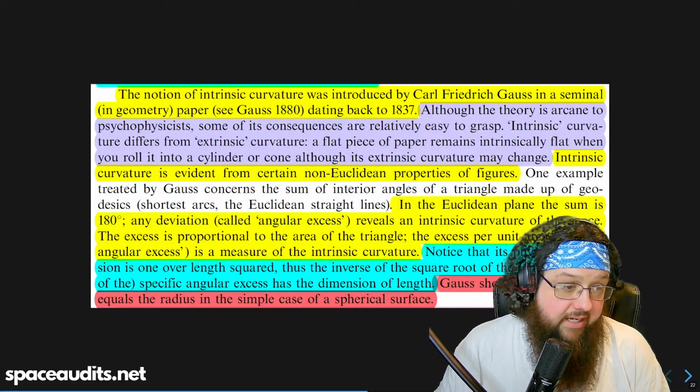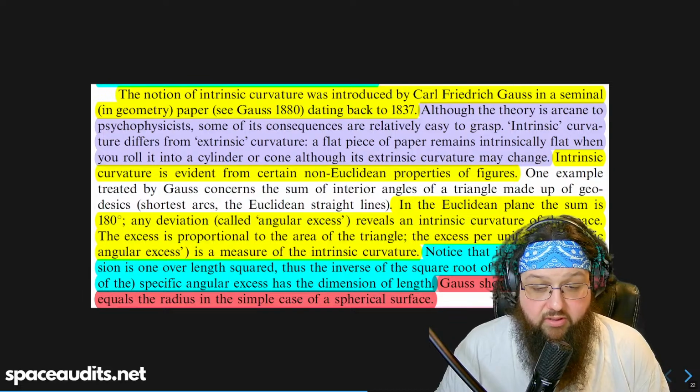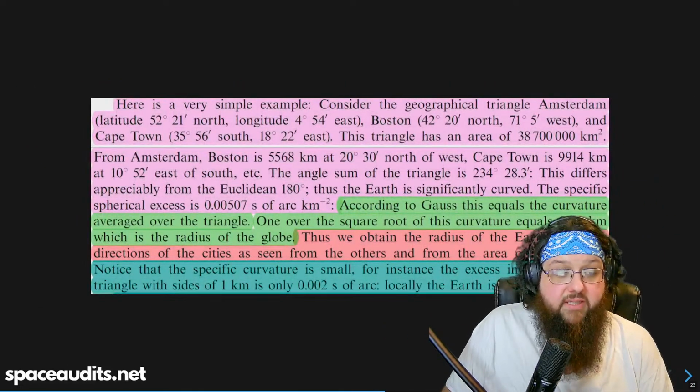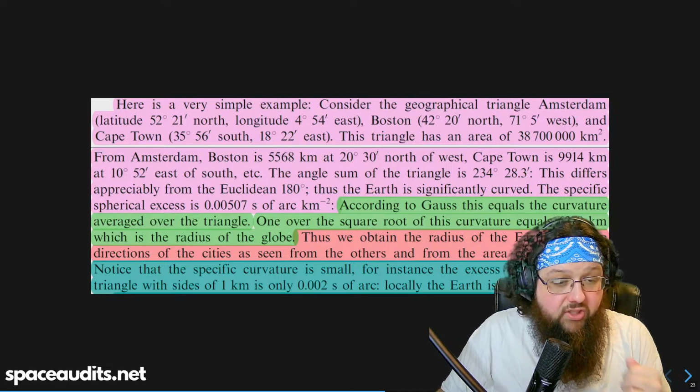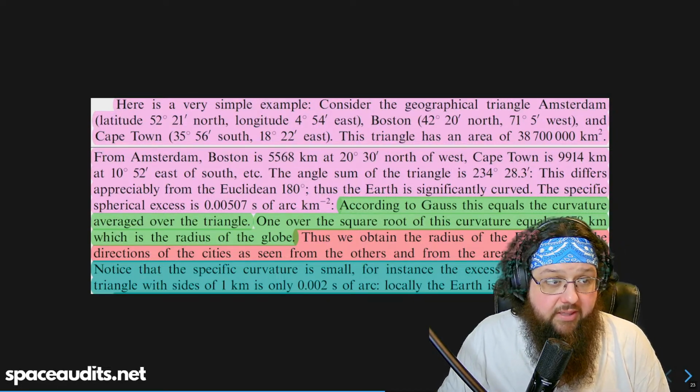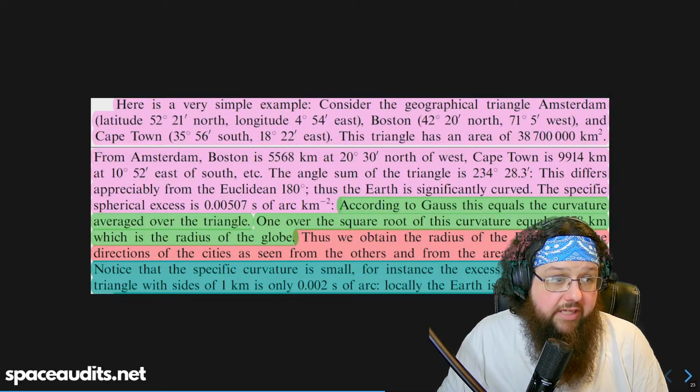Gauss simply showed that it equals the radius in the simple case of a spherical surface. All right. So now they give a rendition of how to apply what Gauss put forward. Here's a very simple example. Consider a geographical triangle of Amsterdam, Boston, and Cape Town. They give the coordinates here.